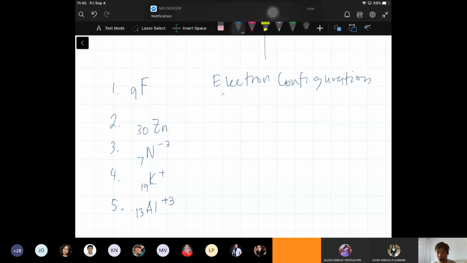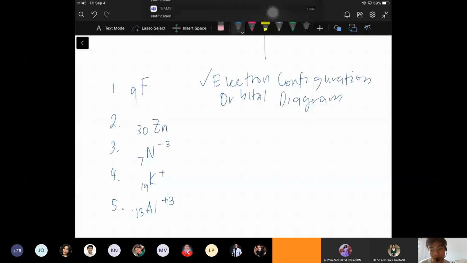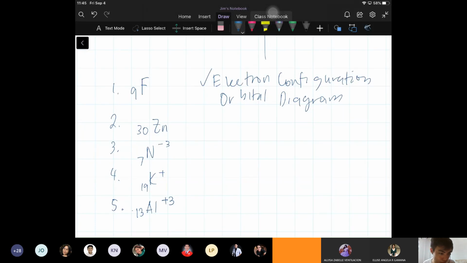Tapos, maglagay din kayo ng orbital diagram, no? Pero for now, sagutan nyo muna yung electron configuration. Ang orbital diagram, practice nyo na sa bahay, no? So, I'll give you 10 minutes to answer this. Mamaya magre-recite kayo kung ano yung sagot. I-recite niya yung electron configuration.